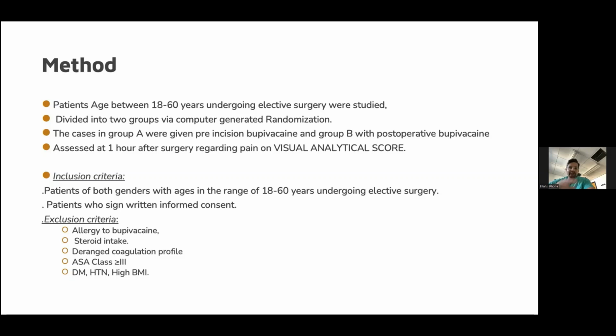What was the exclusion criteria? This is very important because we excluded patients who were allergic to Bupivacaine. We excluded patients who were using steroids, who had any deranged coagulation profile, or who were ASA, American Society of Anesthesiologists, class more than 3. We excluded patients who were diabetic or hypertensive or who had high BMI, because all those factors affect our results. So that's why these are all our exclusion criteria. Next slide, please.